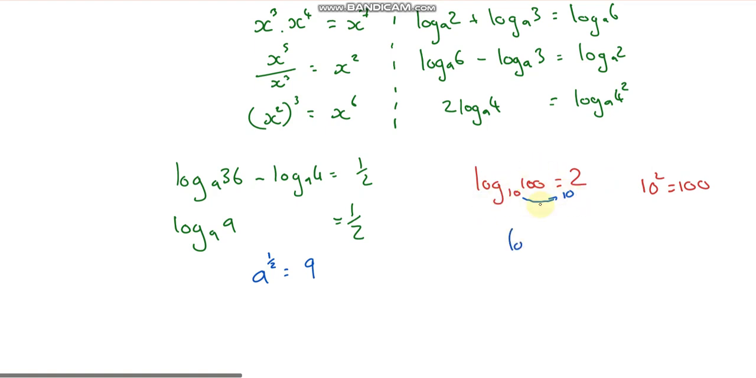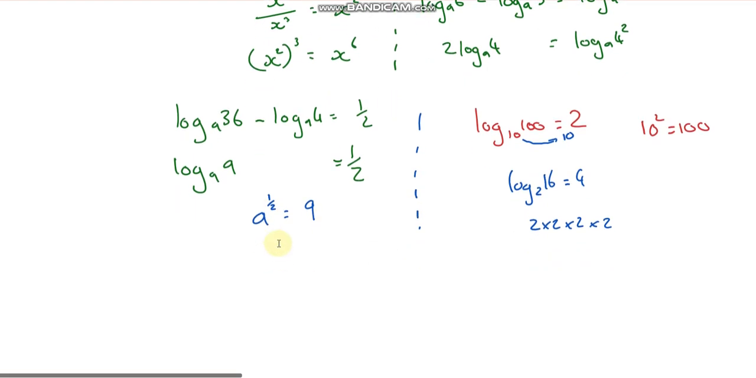If you've got log 2 16, you're saying, well, okay, if I keep doing 2 times 2 times 2 times 2, how long does it take until I get to 16? So 2 times 2, that'd be 4, that'd be 8, that'd be 16. So it's going to take 4 times to get to 16. Okay, so try and think on that one. Anyway, a to the half is 9. So what does that mean? Well, the half, don't forget, is root a, isn't it? So the square root of a is equal to 9.